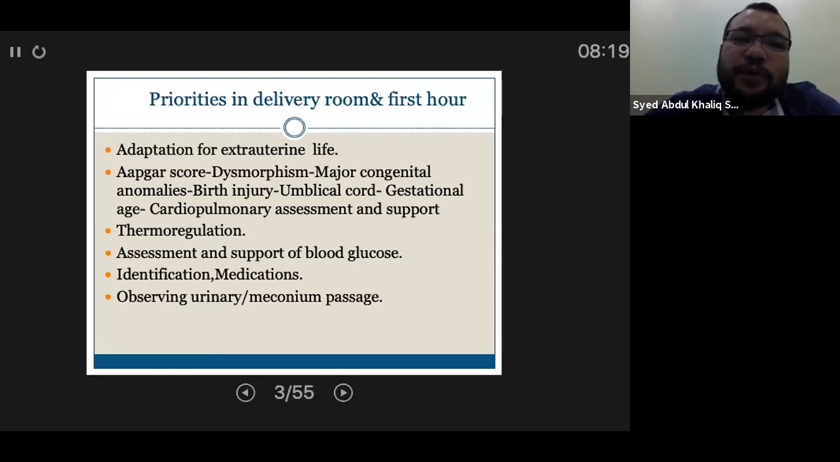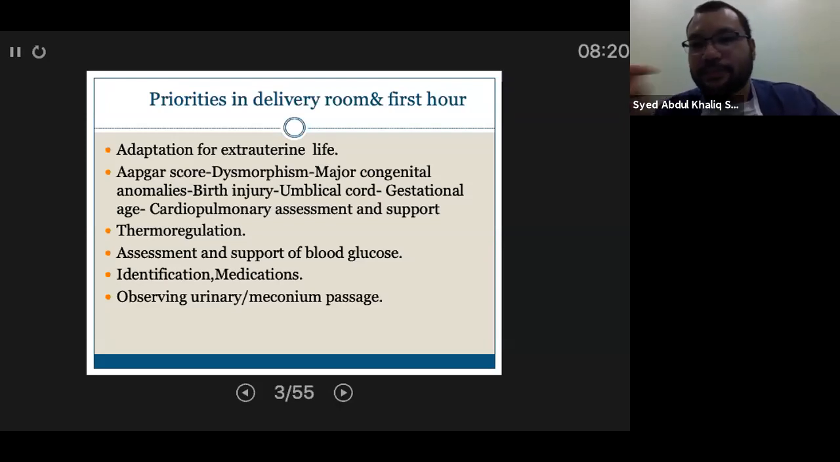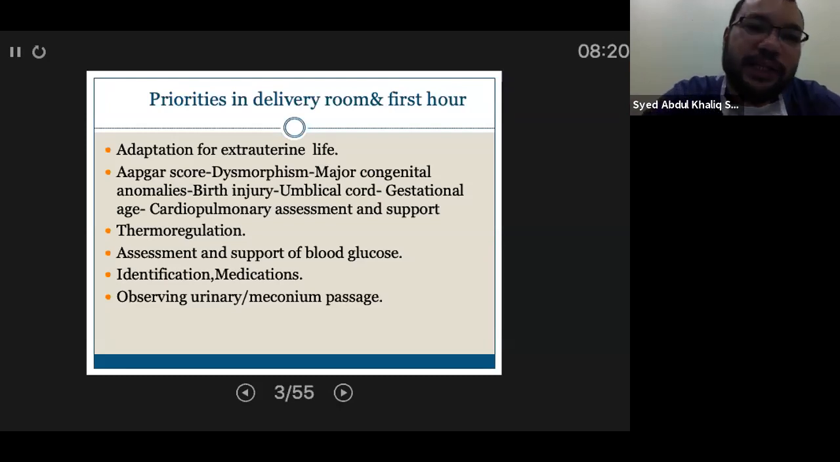Okay, and then you assess for gestational age as well. Yesterday we did NRP, kan? So does the baby look term, or does the baby look premature? Because sometimes dating by the menstrual period may not be accurate, and sometimes the dating scan also is not done early. Right? So those are the things. So you assess for gestational age, and then you assess for cardiovascular and support.